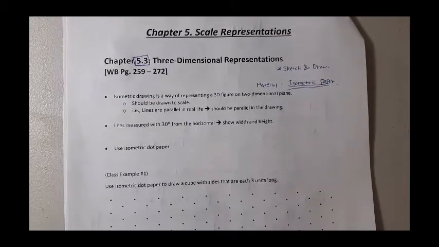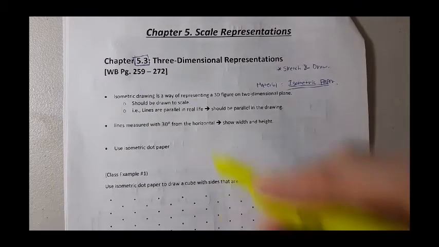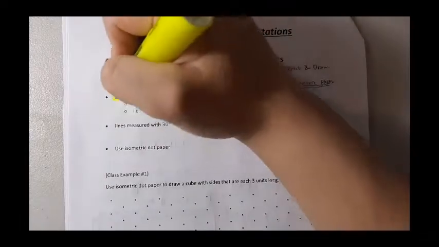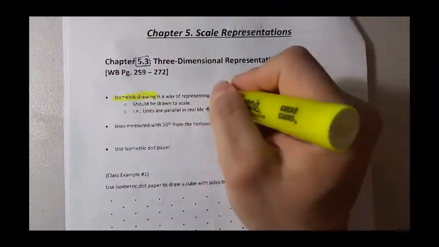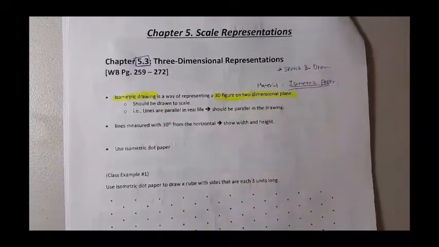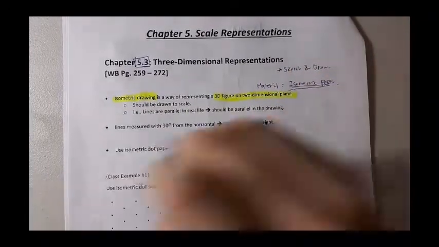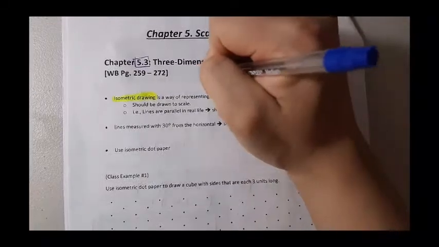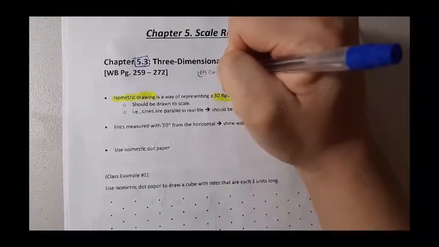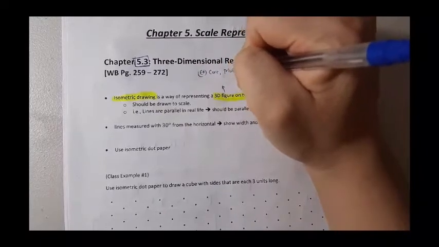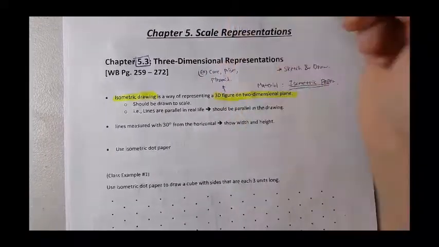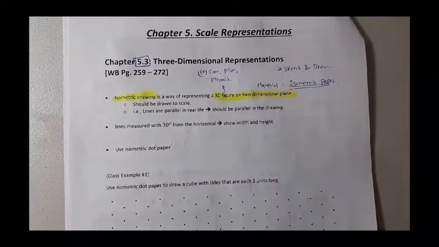First things first, isometric drawing is one of the methods of drawing a three-dimensional figure on a two-dimensional plane. So for three-dimensional figures, there are several different examples that we already learned. It can be a cone, a prism, a pyramid, and so on. We can draw a lot of stuff.